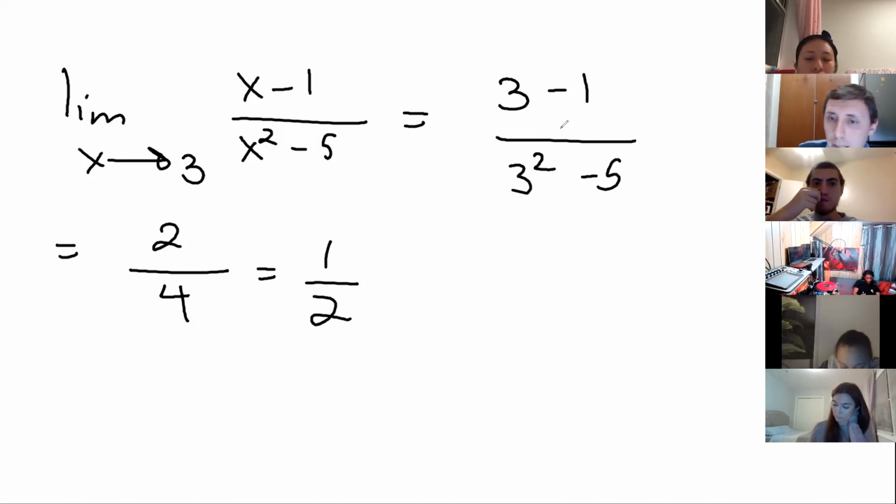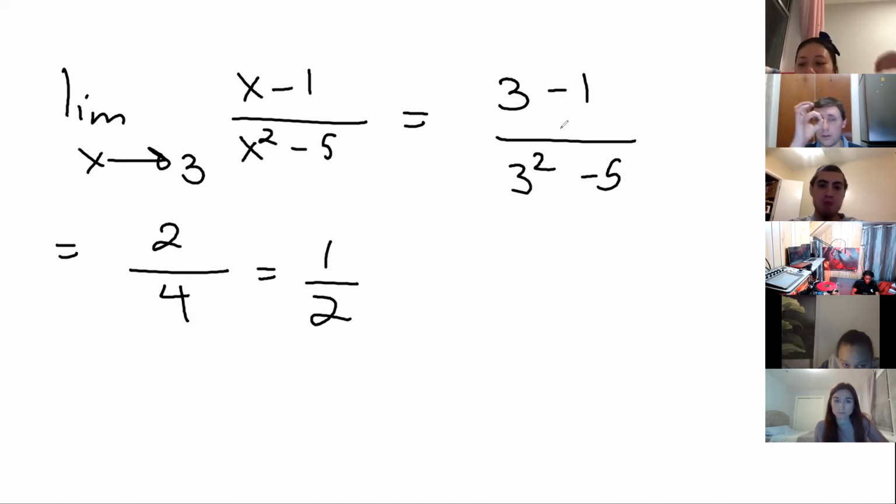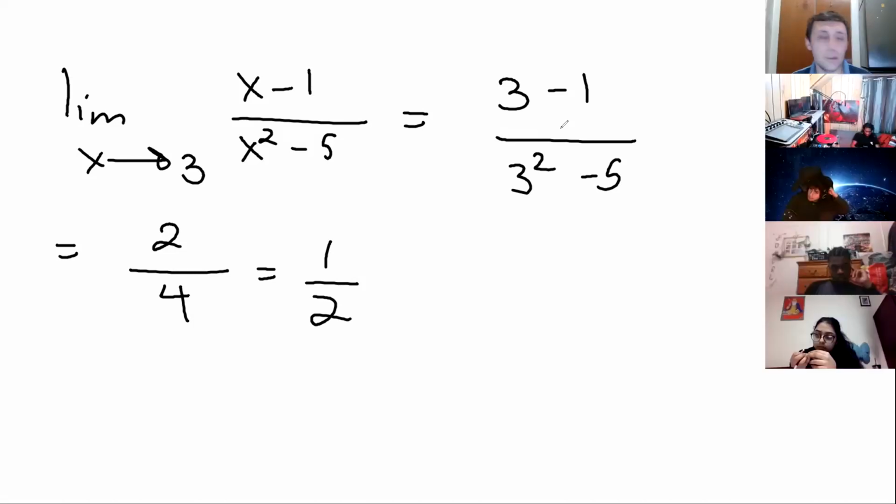I plugged in 3. Now, when taking a limit, I'm supposed to plug in numbers close to 3, but not 3. It's just that the result will be the same. You see, I plug in a number similar to 3, and I will get a number similar to 1/2. The closer to 3 the number I put in, the closer to 1/2 the result I will be getting. You understand? And how does it work? We applied limit laws. So here is that done slowly.